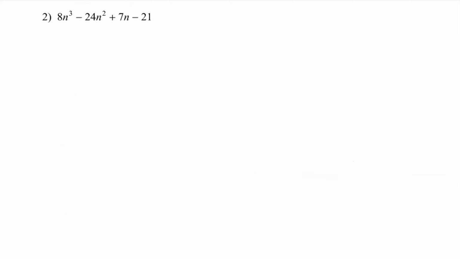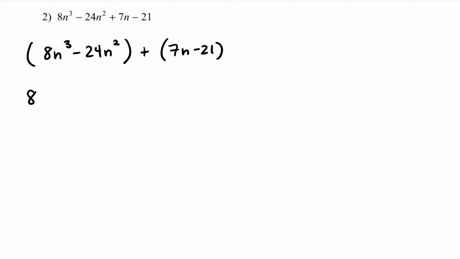Example 2 says, factor 8n cubed minus 24n squared plus 7n minus 21 by grouping. So just like last time, I'm going to group the first 2 terms together, and I'm going to group the second 2 terms together as well. So what is the greatest common factor in the first set of parentheses? Well, we could factor out 8n squared, and then that will leave us with n minus 3.